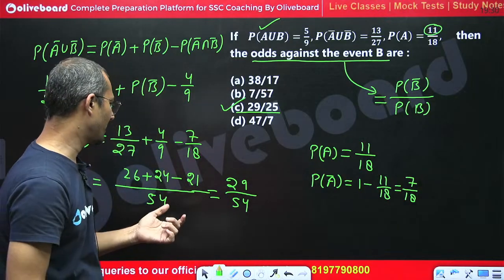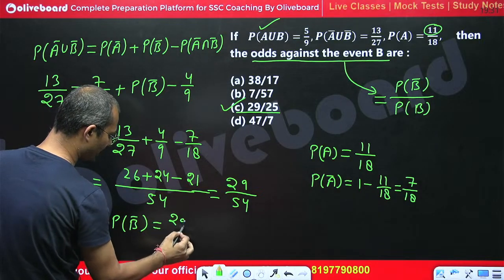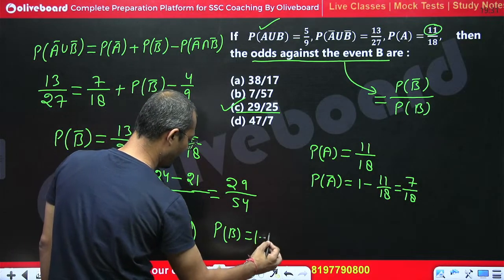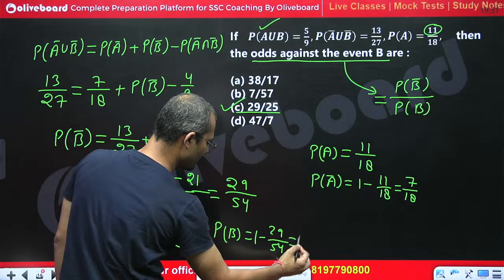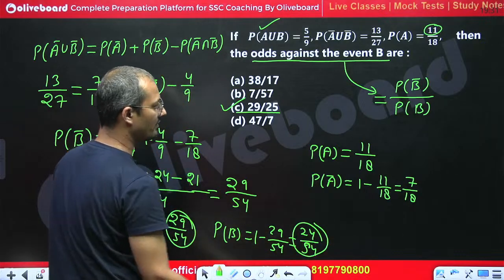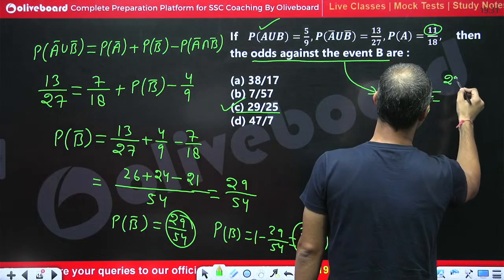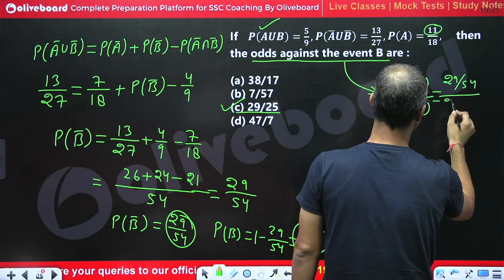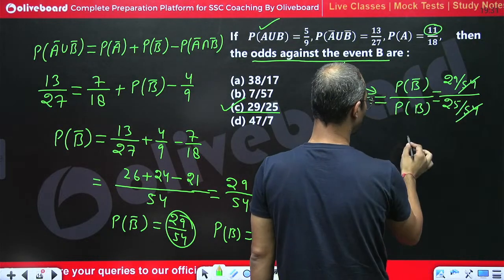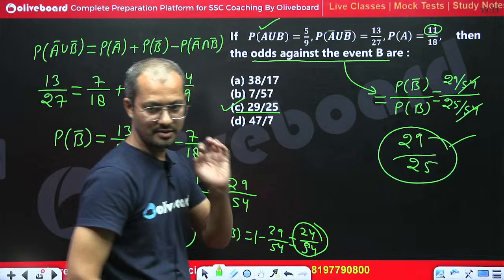If we have to calculate directly, so we have calculated probability of B bar is equal to 29 by 54, right? So probability of B would be equal to 1 minus 29 by 54. So this would be equal to 25 divided by 54, right? So here we have to calculate this one. So this would be equal to 29 divided by 54 divided by 25 divided by 54. 54 gets cancelled. So the answer would be 29 divided by 25. Is this clear? Yes.